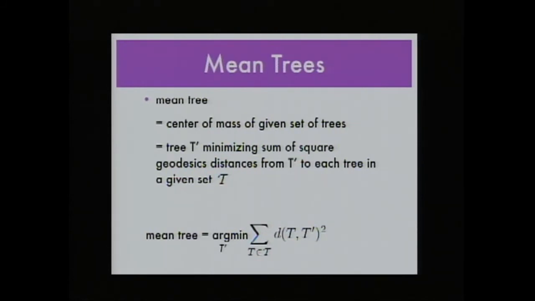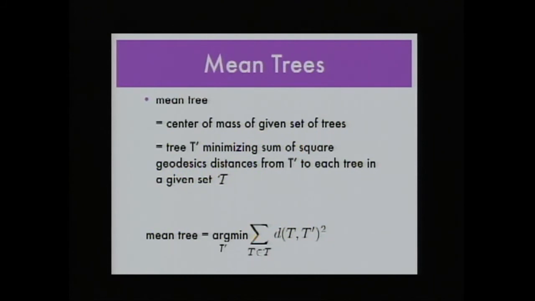And so we can define the mean tree as a center of mass, the same way you define center of mass in Euclidean space. So basically, we want the tree that minimizes the sum of the squared geodesic distances from that tree to each of the other trees, right? So from our candidate mean tree, we compute its geodesic distance to each of the other trees, square them, sum them up, and our candidate should be the one minimizing that.